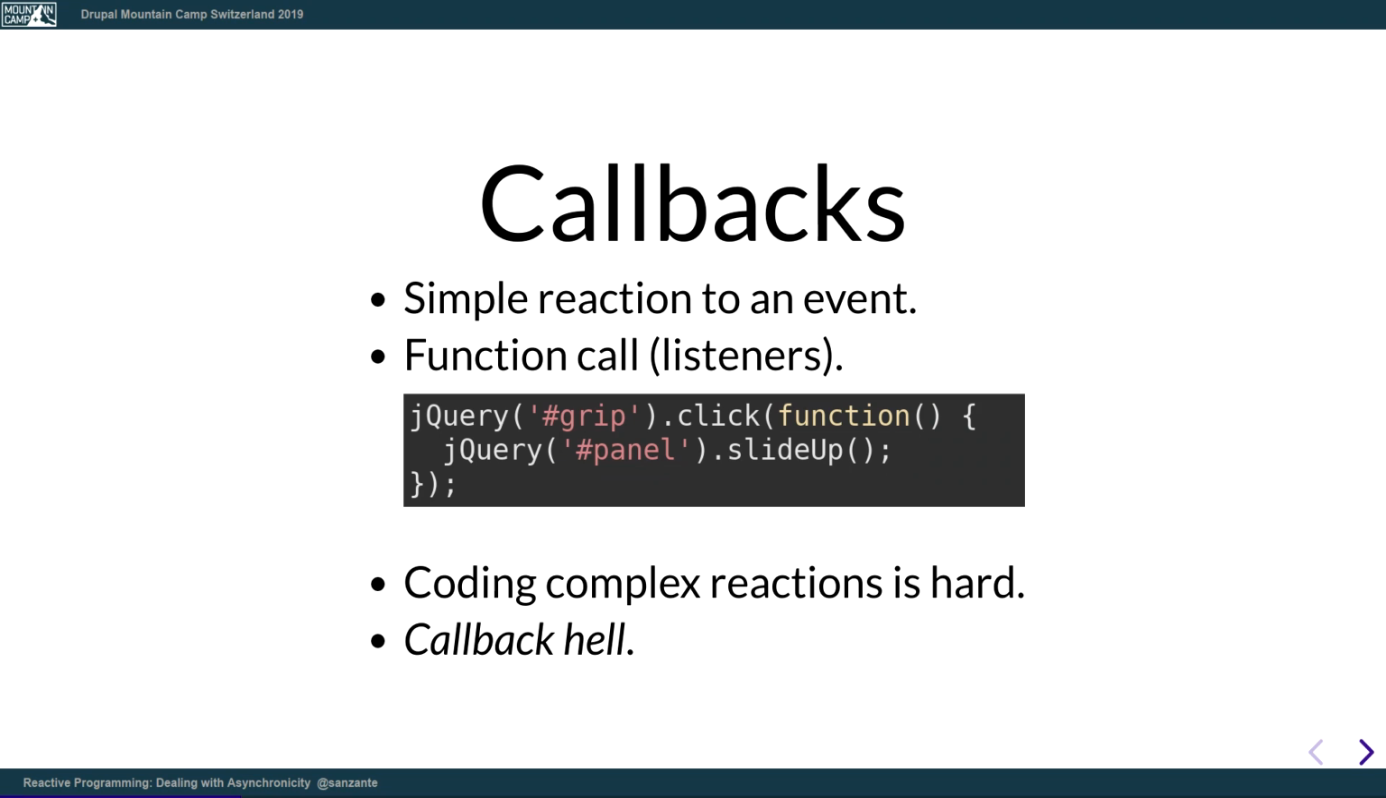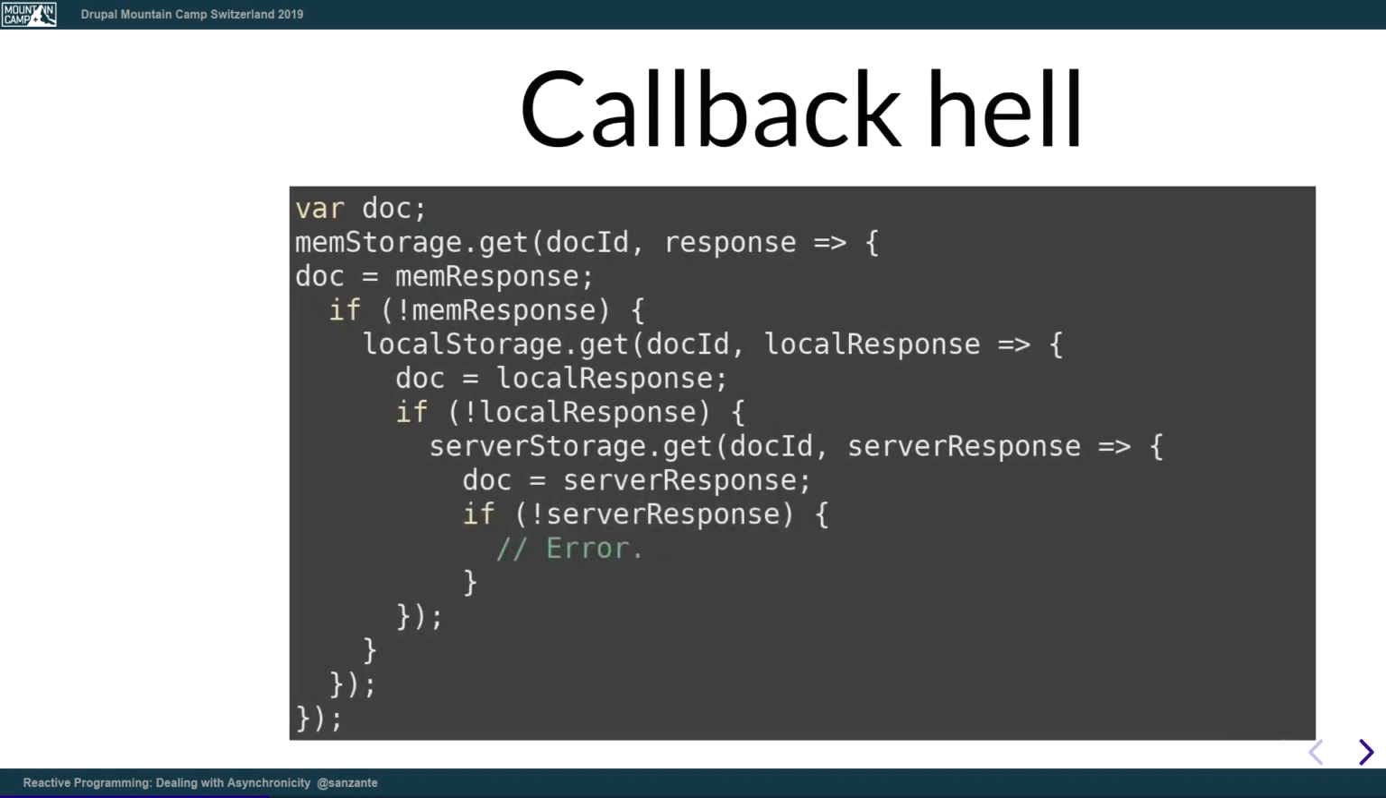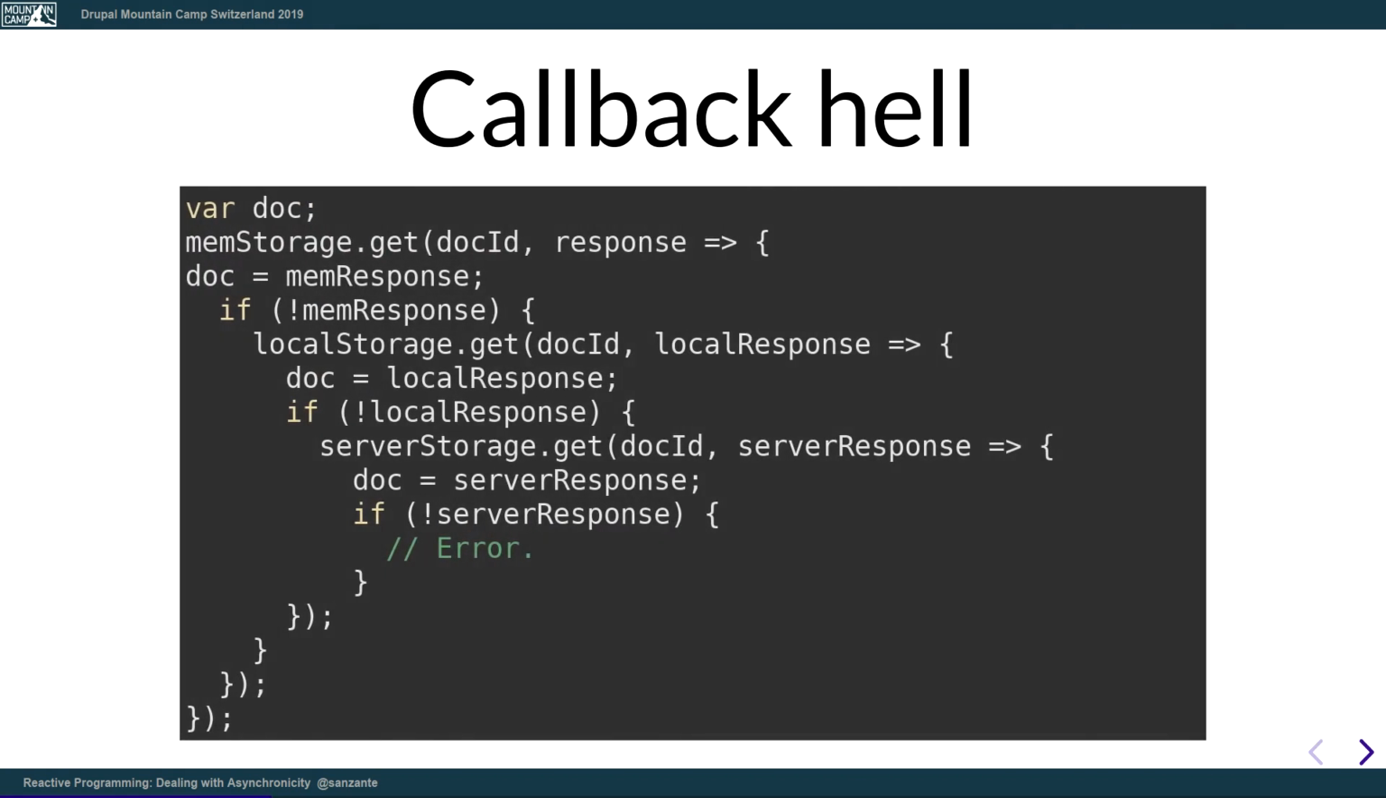The first one is the classic and simplest: using callbacks. They are a simple reaction to an event. So when an event is received, a function is called. This function processes the event and its data. The typical example is listeners, for example click listeners. When the user clicks, something else happens. For example, here the user can click the grip element, and then a panel moves.